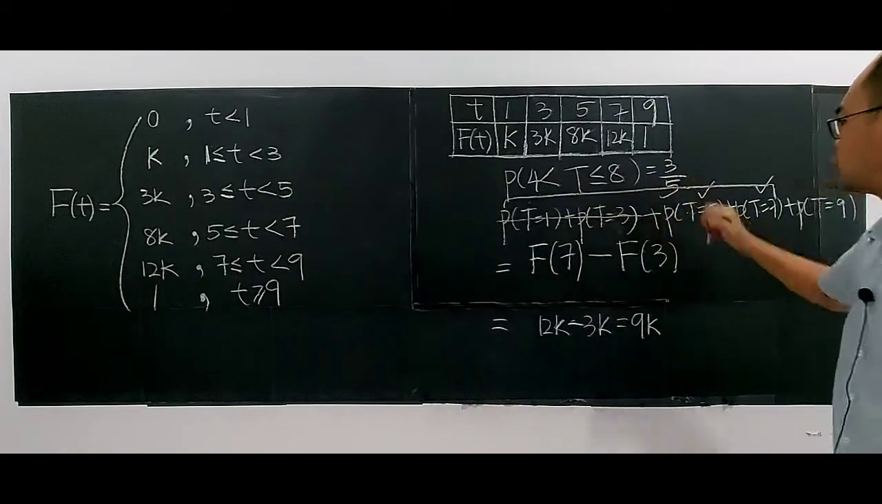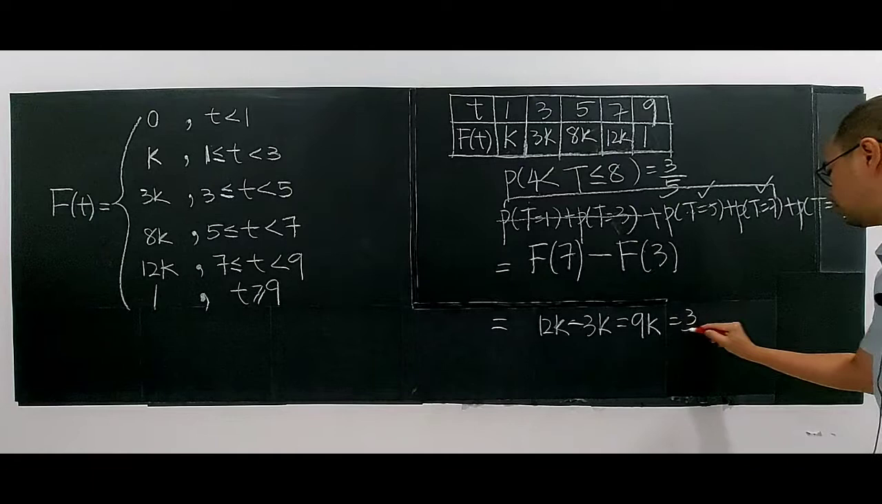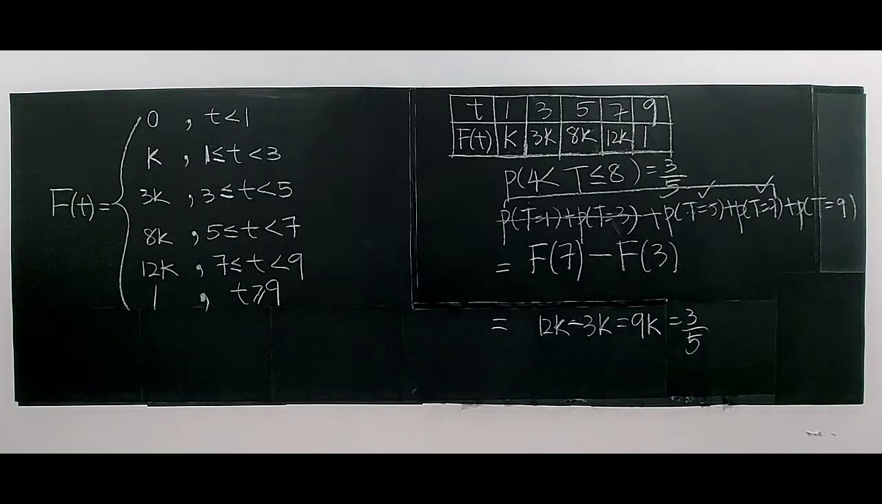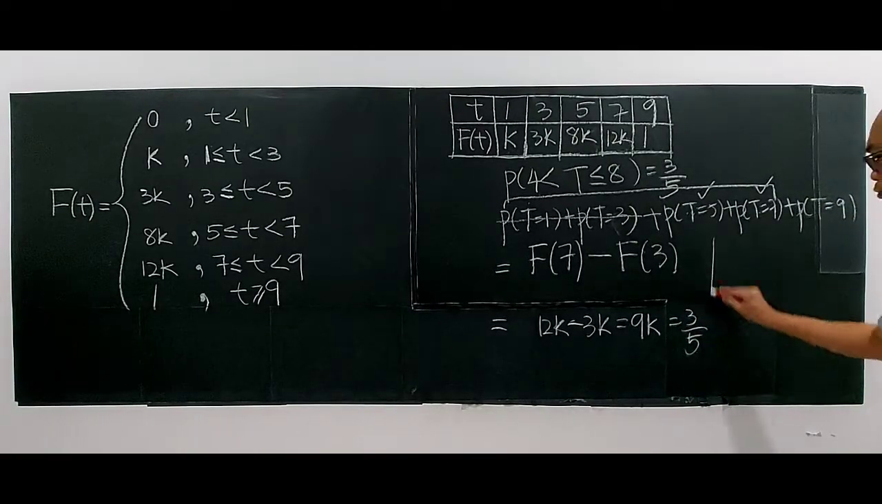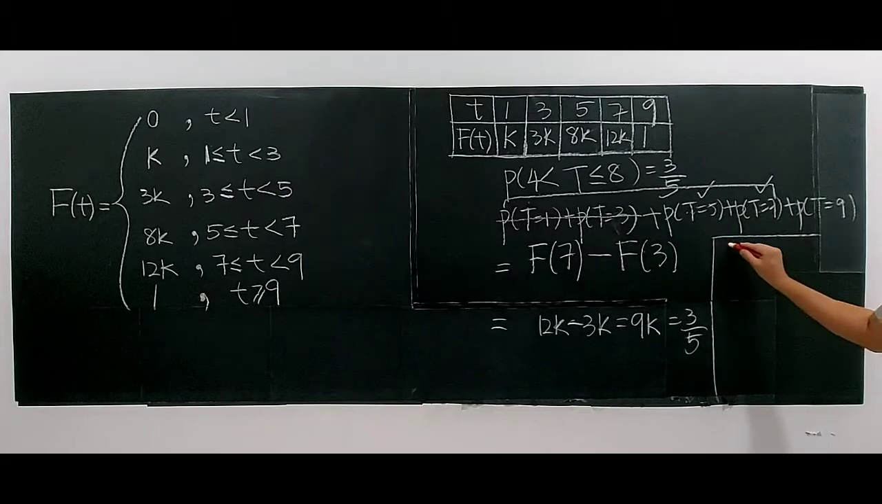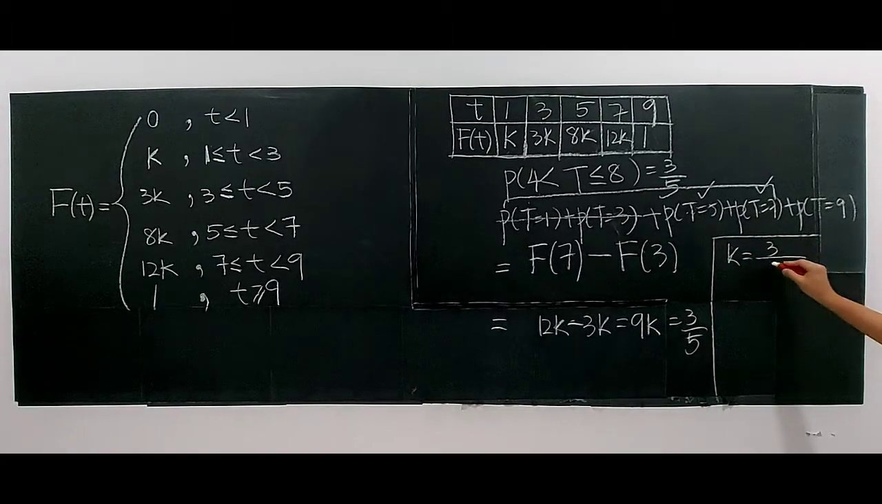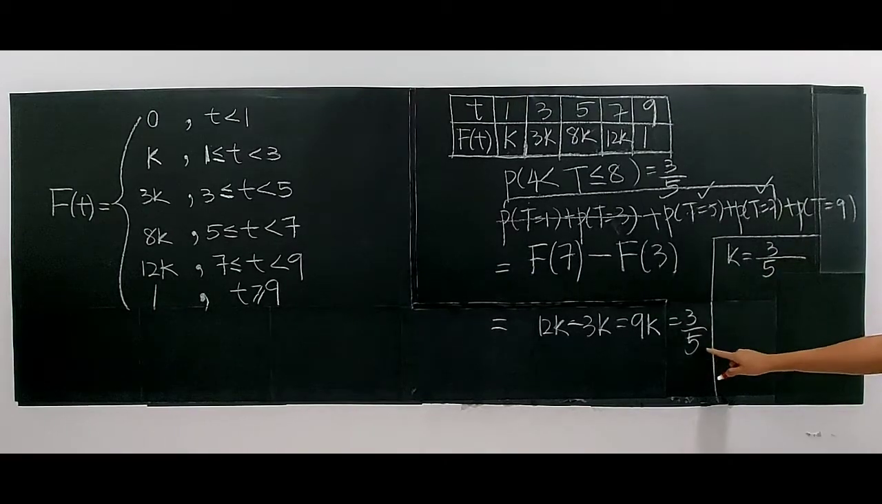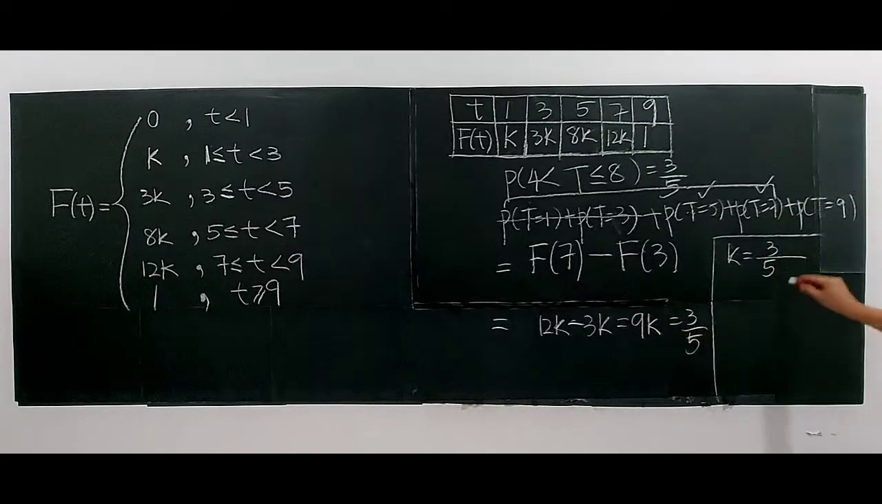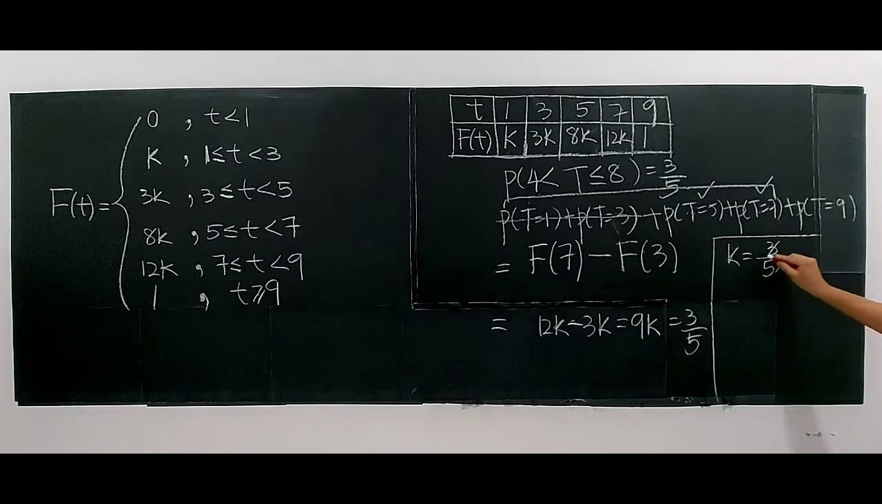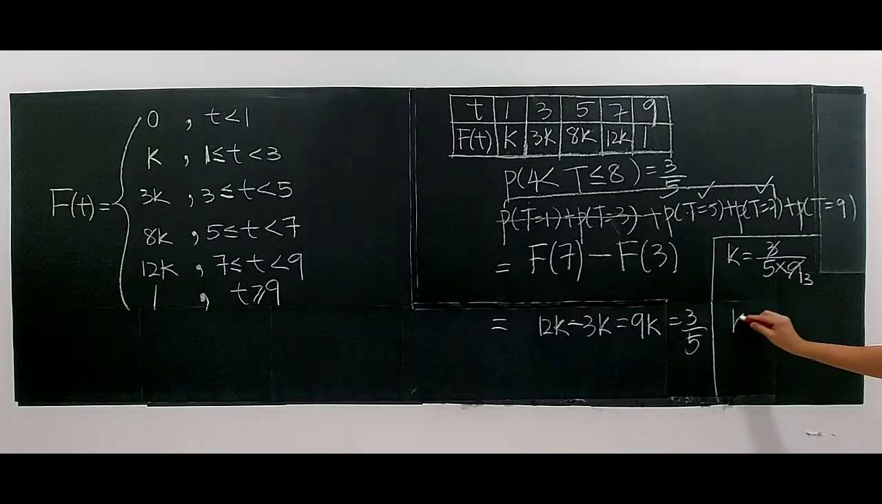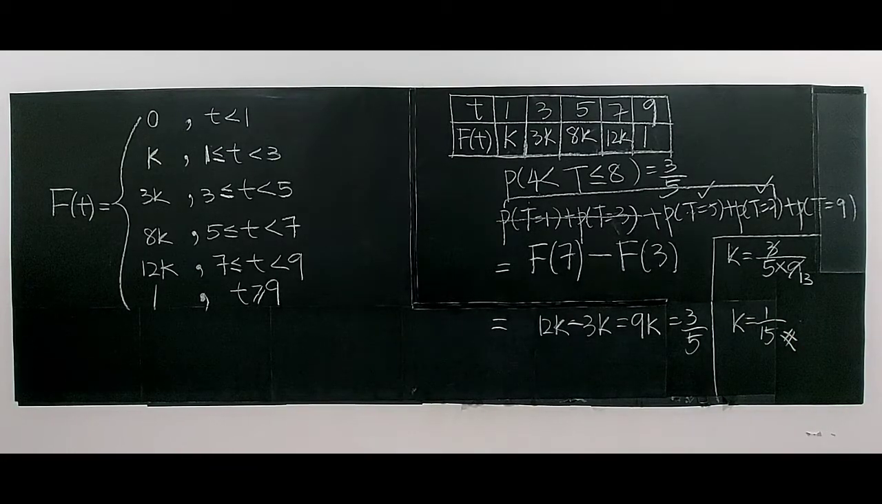And the 9k is actually given. This whole thing's probability is 3 over 5. Very simple. So from here, you can find the value of k, which is k equals 3 divided by 5, divided by 9, which means multiply by 1 over 9 here. So 3 over 45, and later you will have k to be 1 over 15. So this is the value of k.